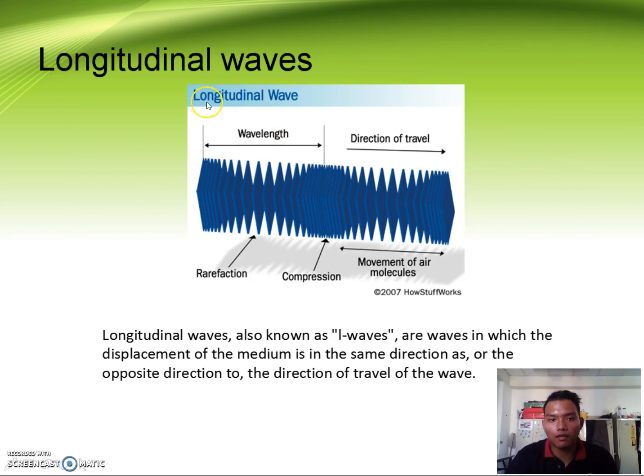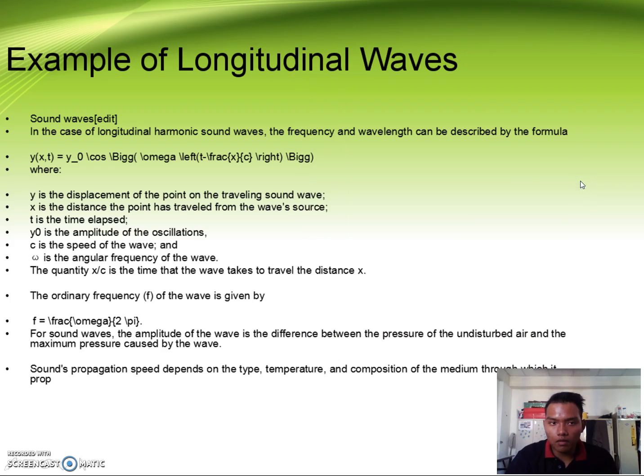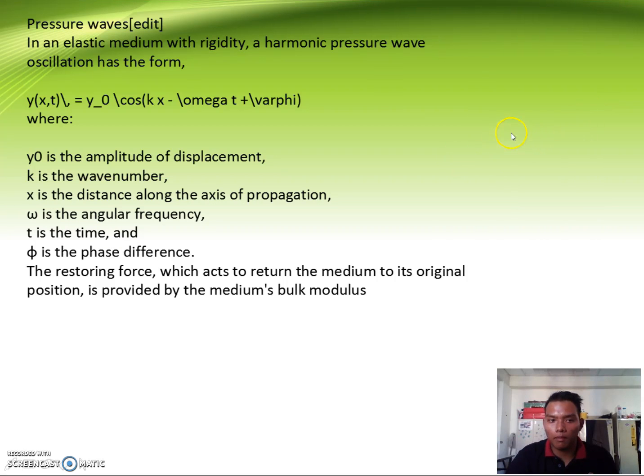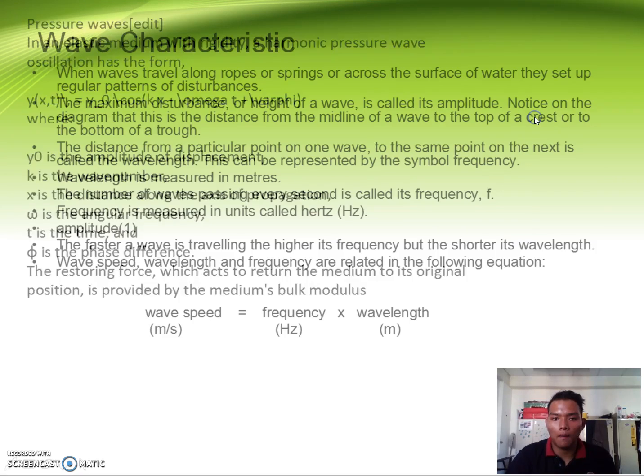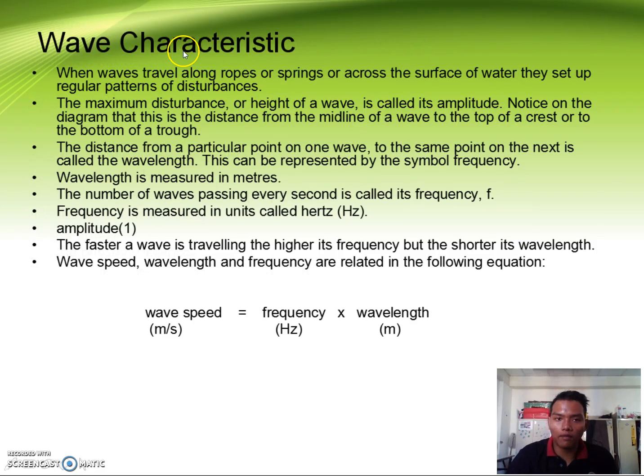The second type is the longitudinal wave. You can see the diagram to help you understand more. A longitudinal wave is also known as a compression wave. An example of a longitudinal wave is the sound wave.